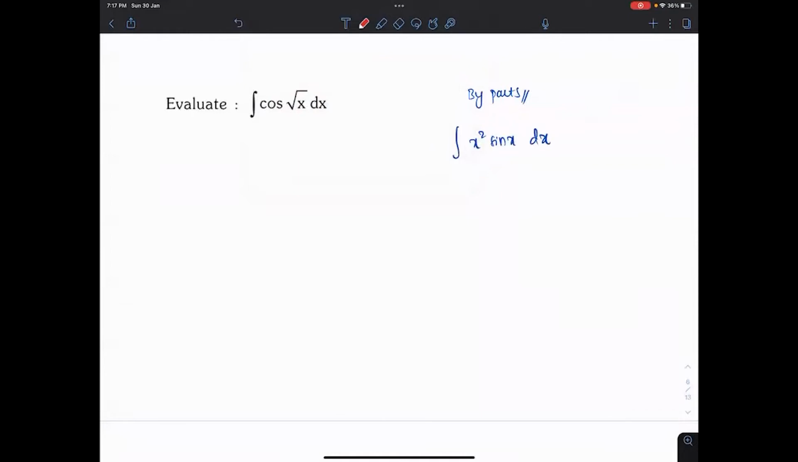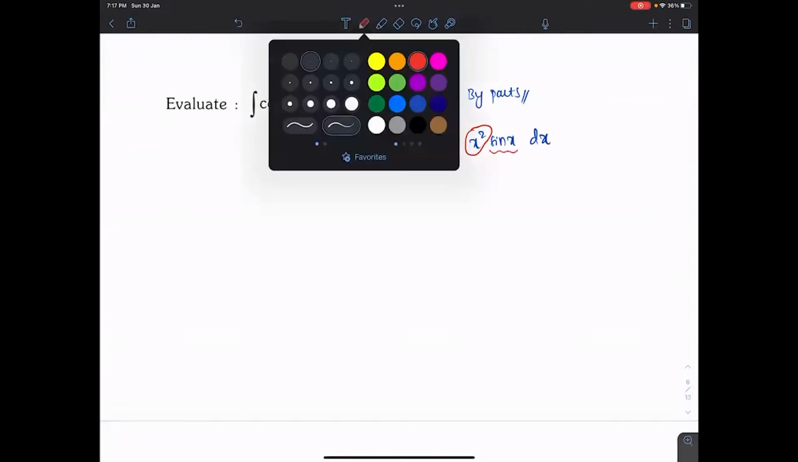Now which one for differentiation? Whichever function you feel will reduce. If you differentiate x square, it will reduce, 2x and then 2. If you integrate it, it will just grow. So you will have some method to identify which one for integration, which one for differentiation. ILATE is also there.